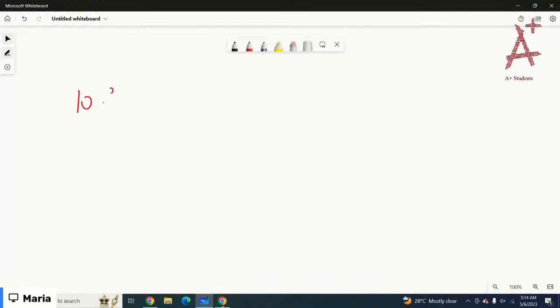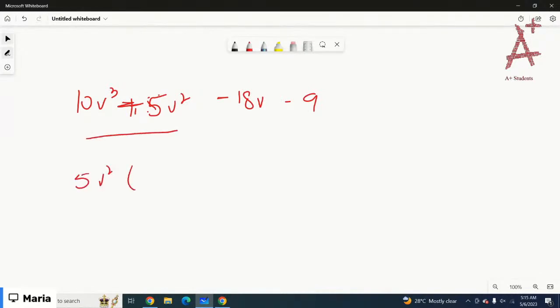Okay, 10v cubed plus 5v squared minus 18v minus 9. Okay, from these two you can take common 5v squared. So you're left with 5 times 2 is 10 and v plus 1.